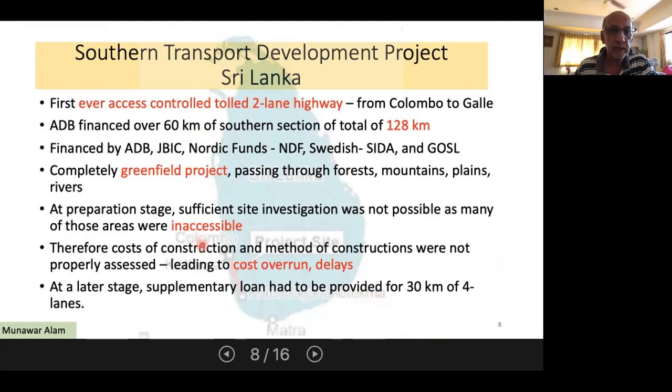Plus, because of all these unknowns at the time, when the contractor was on the site, it was a design build contract, which means the contractor had to do the entire survey, the detailed design of the pavement, of all the structures required, and those had to be approved by the design supervision consultants. And that also took time, and huge delays on the project also because of the public protest.